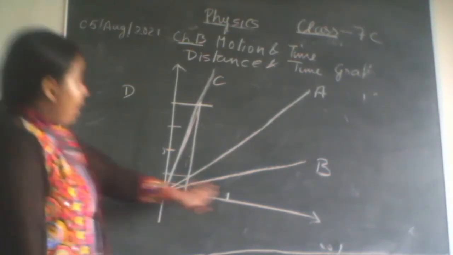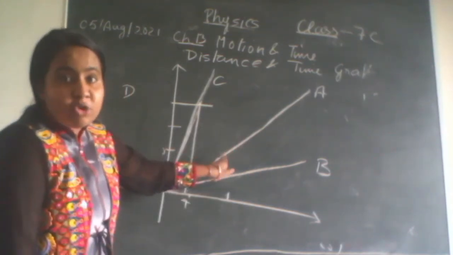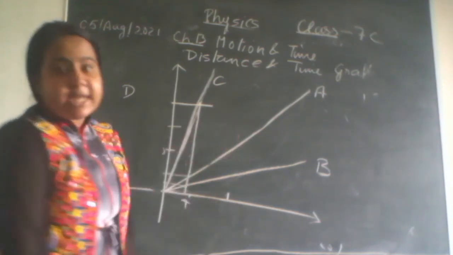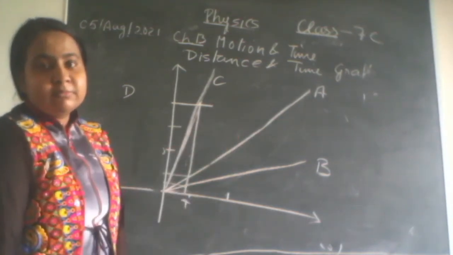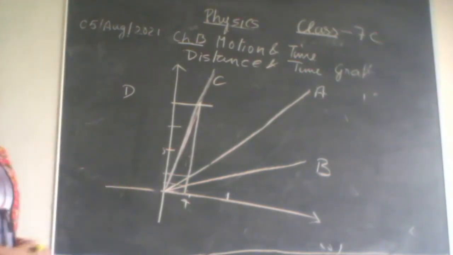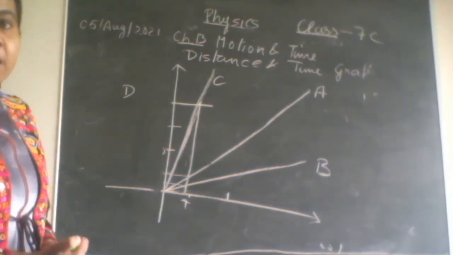Yes, ma'am. Compare three bodies at a time. I have compared three bodies at a time. Yes or no? Yes, ma'am. That means you can compare three or more bodies at a time. This is one more benefit of a graph.